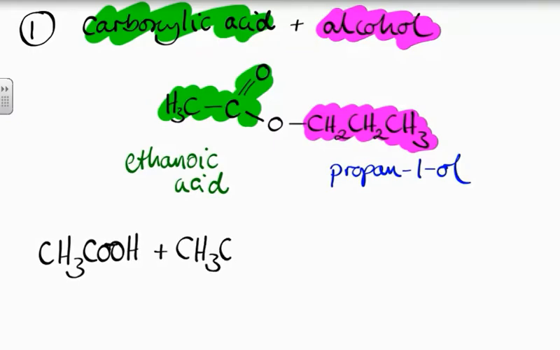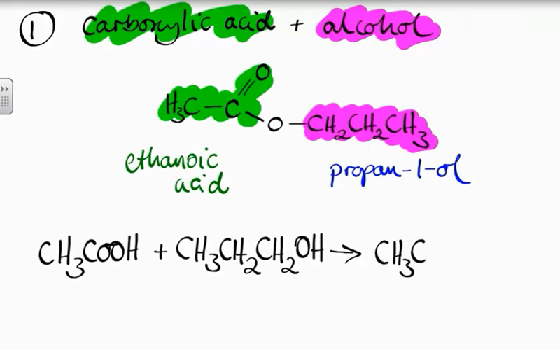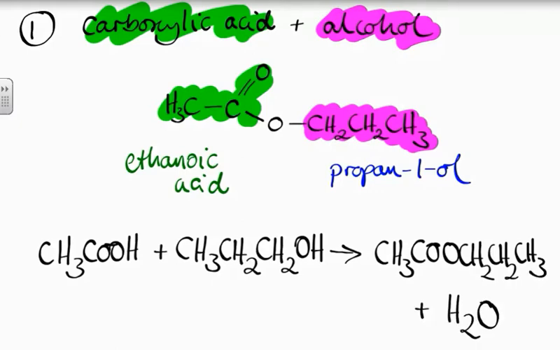Here's the balanced equation. So ethanoic acid, propan-1-ol, and we'll just squeeze the structural formula in for our ester, propyl ethanoate, and water.